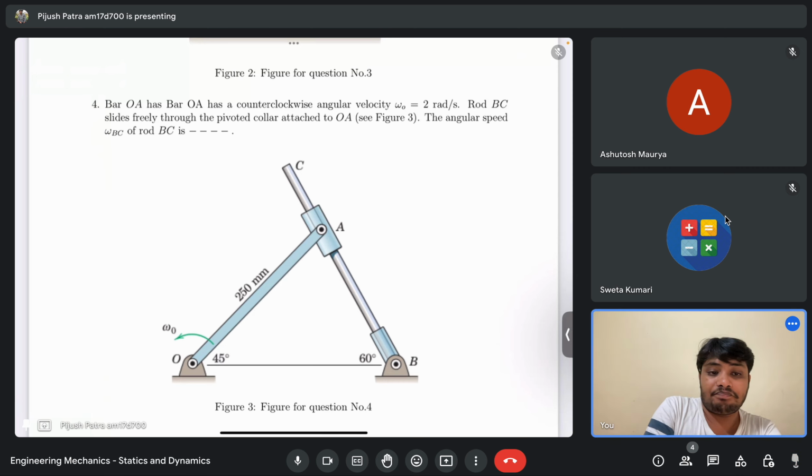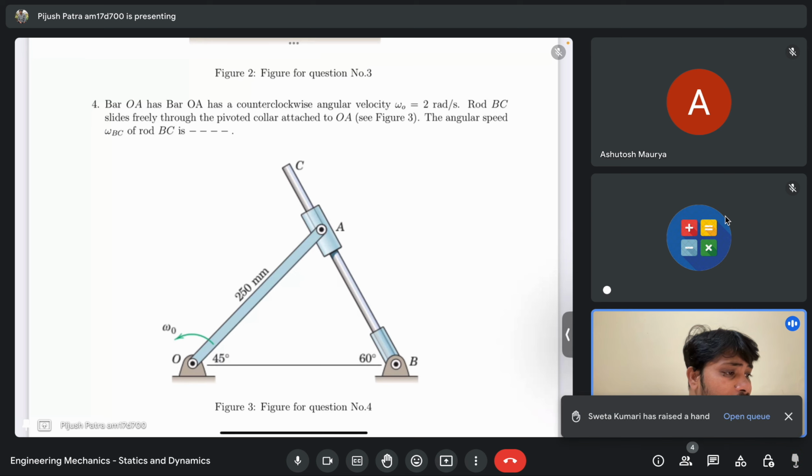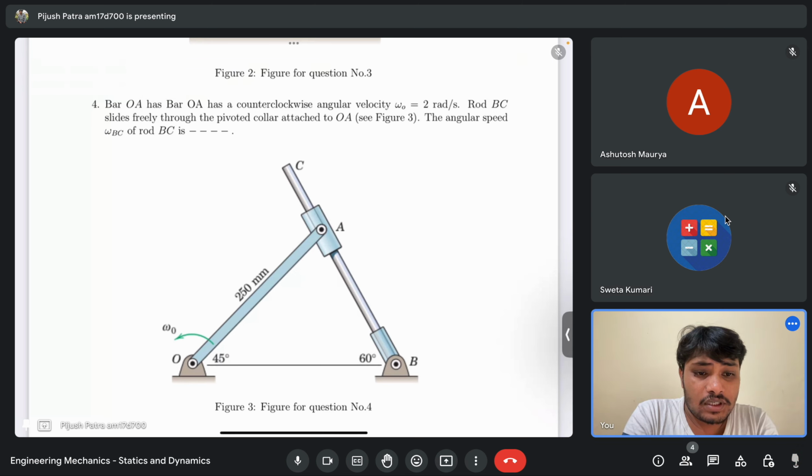So let me go through problem 4. It says that bar OA. Yeah, you have some questions, Shweta? Go ahead.